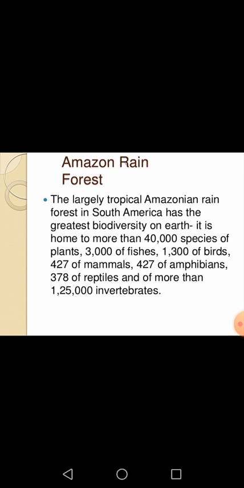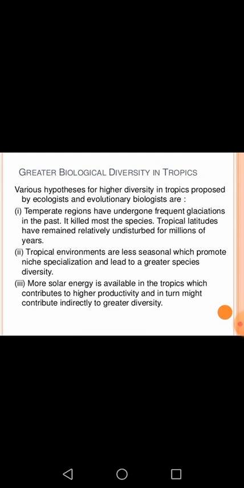So we are observing that the Amazon rainforest, which lies near the tropical regions, has a great biodiversity. You are observing how many species of different plants, fishes, birds, mammals, amphibians, and reptiles are there.